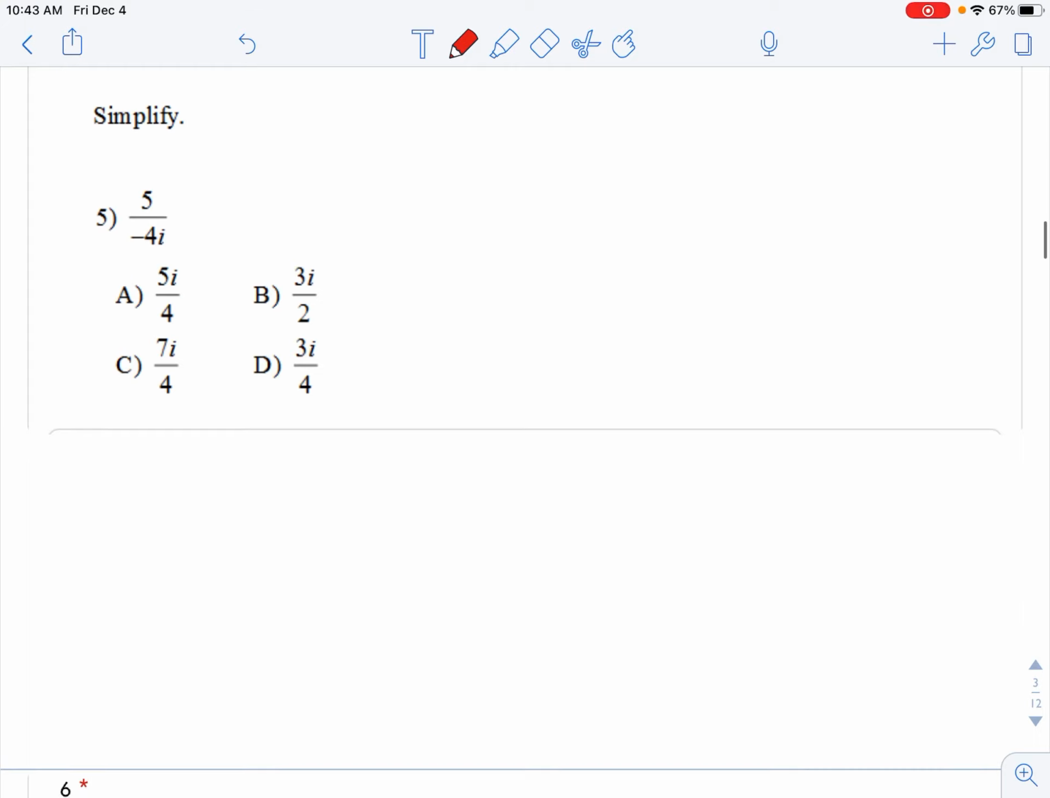Number 5, simplify this. So with fractions, you're never allowed to have an imaginary number in the denominator. To simplify this, it's called rationalizing. You simply multiply by i over i. On the top, 5 times i is 5i. On the bottom, -4i times i is -4i squared. Just like I said in the problem before, if you ever have i squared, you change it to -1. So that denominator becomes -4 times -1. So that's 5i over positive 4.